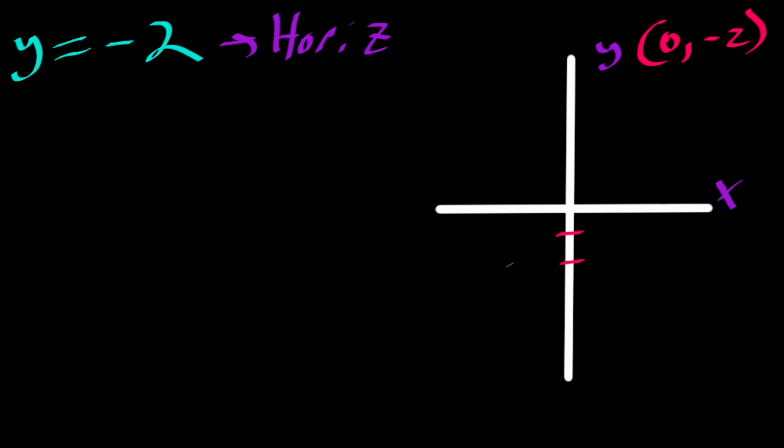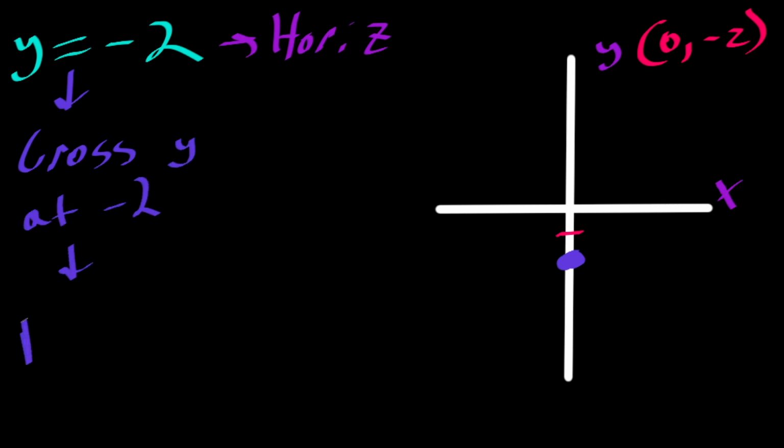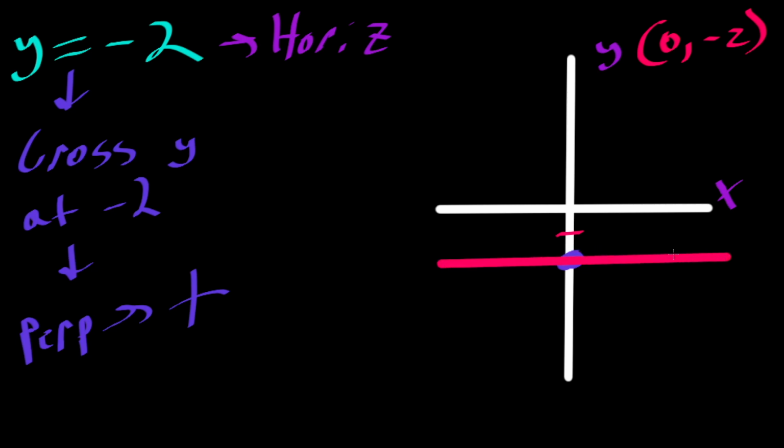So my first point is going to be here. All right, now, once again, your logic or your thought process is, I want to cross the y-axis at -2. However, I want my intersection to be perpendicular, which means it has to be vertical to be perpendicular with the y-axis. Because once again, I hope you can clearly see this.